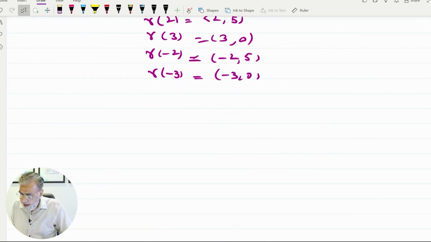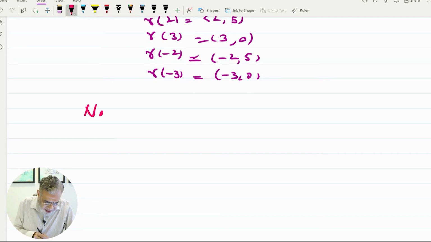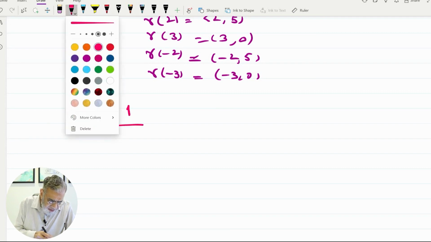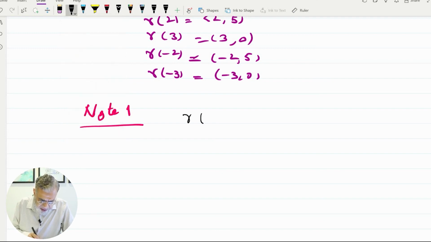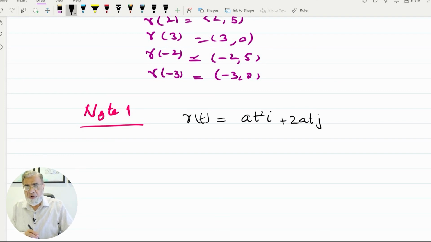We take another example, and our next example, I want to skip the example. I just want to give you some notes, the idea of how we can find the vector valued function from the equations in rectangular coordinates. For example, I'm given r of t equals at squared i plus 2at j. Now this is a parabola. When one of the components is power 2 and the other is power 1, then definitely it's a parabola.